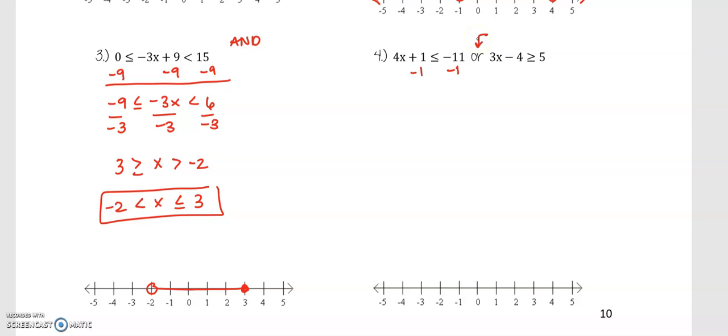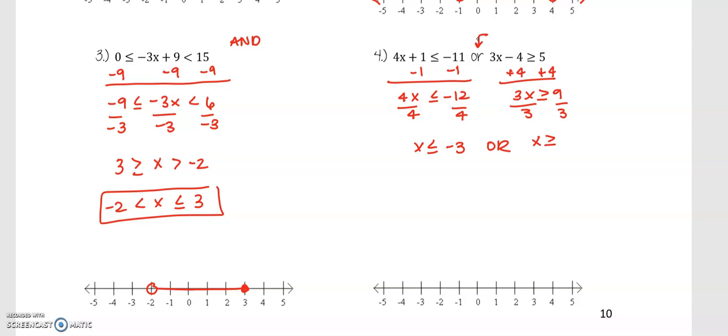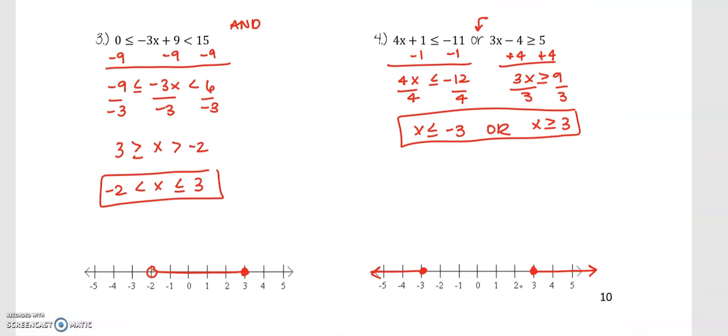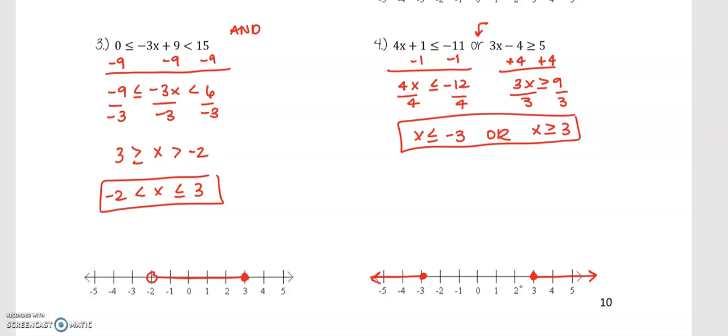Subtract 1, divide by 4. Or, I'm going to add 4, divide by 3. Here's my answer. So that means my answer is going to be x less than or equal to negative 3, or x greater than or equal to 3. Okay? Great job, guys. That is your notes on how to solve compound inequalities, and and or inequalities.